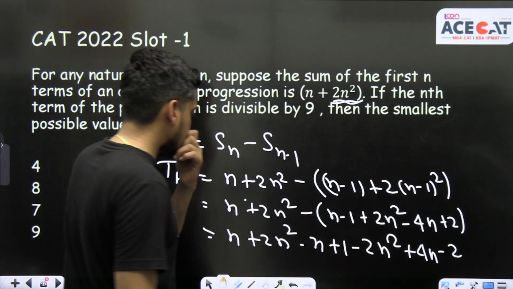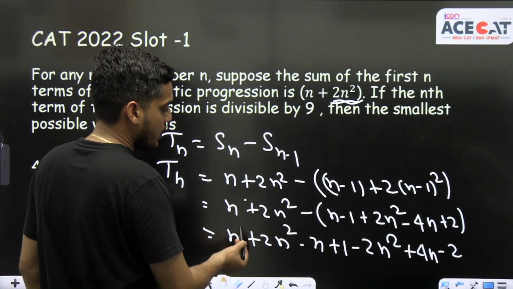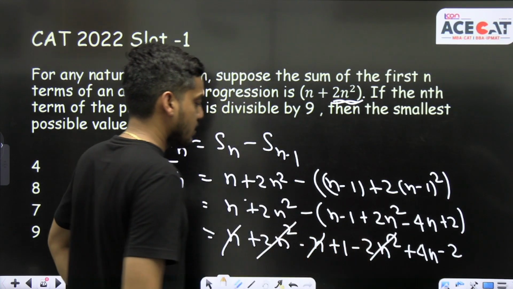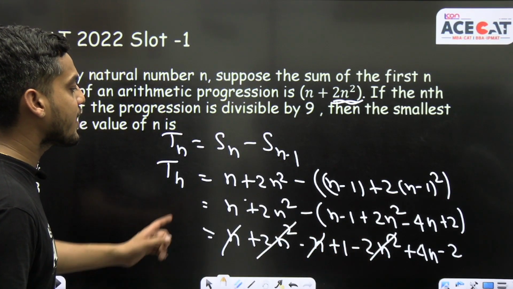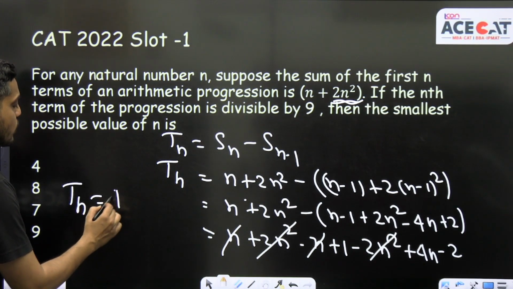Some terms are getting cancelled, sir. Let's cancel them. N and n are getting cancelled, 2n square and 2n square are getting cancelled. Ultimately what we are getting? We are getting 4n minus 1. So the nth term is nothing but 4n minus 1.